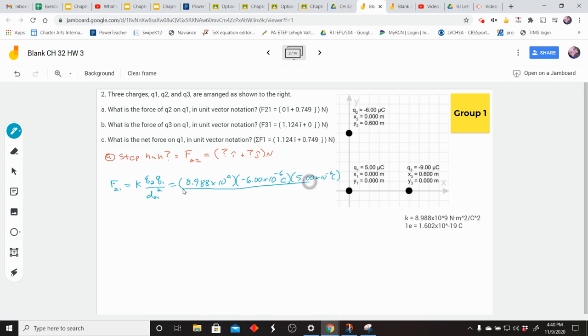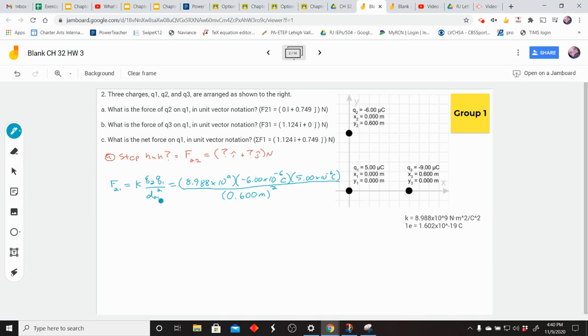And all of this gets divided by the distance from 2 to 1 squared. So look at the numbers I've given you. So both of these are on the y-axis, so their x part is 0. And Q1 is at 0. Q2 is at 0.6. So their distance is 0.600 meters. And remember, that number gets squared.